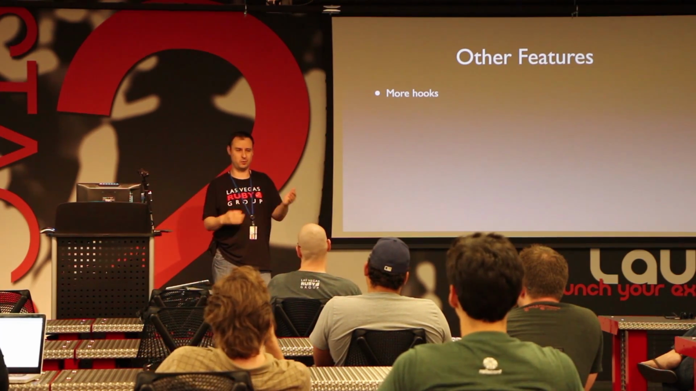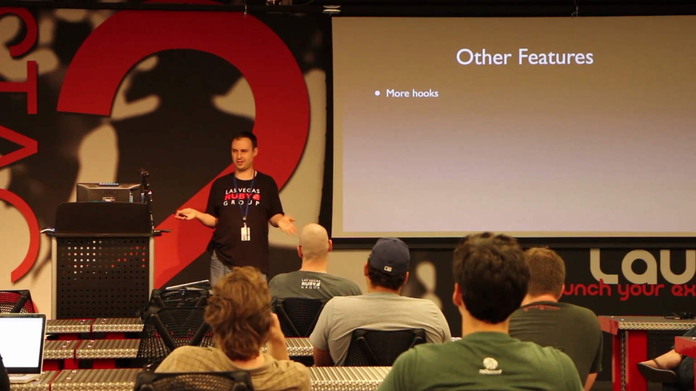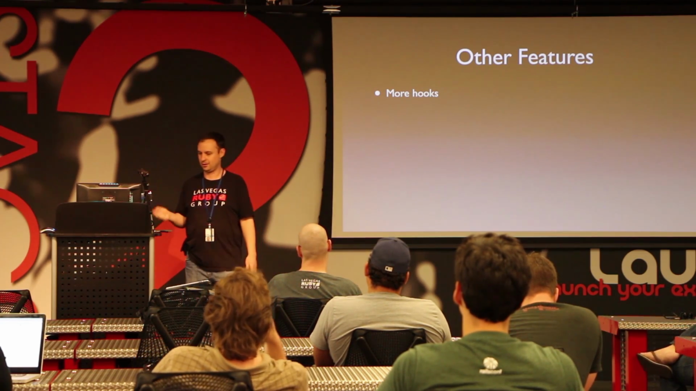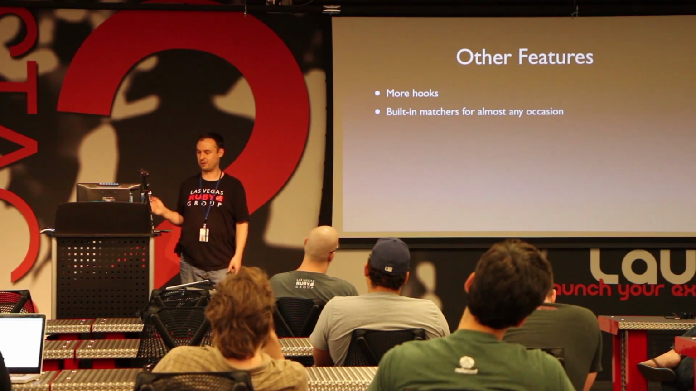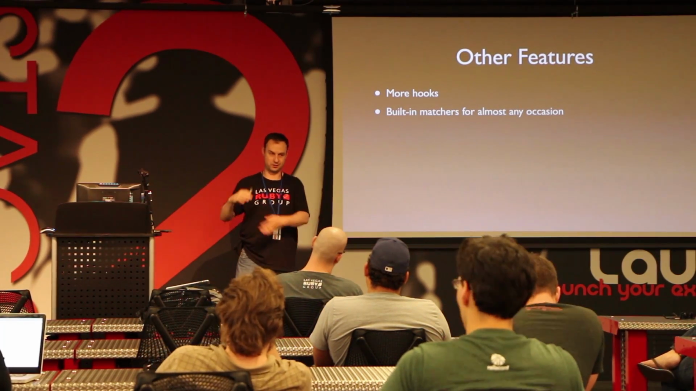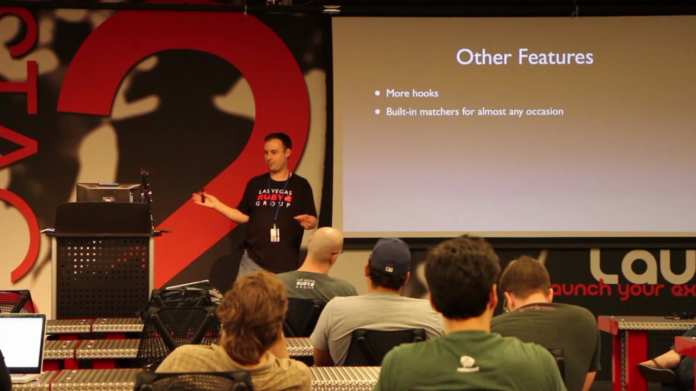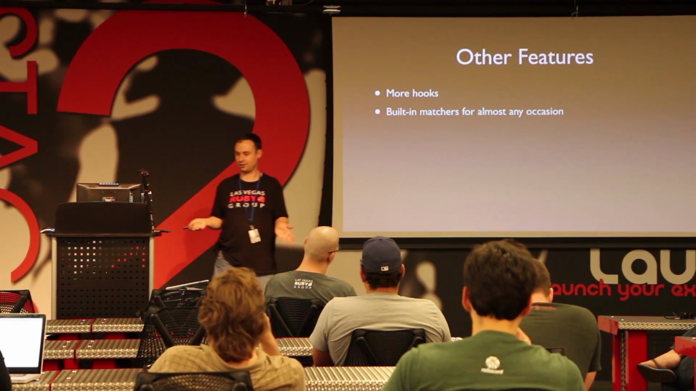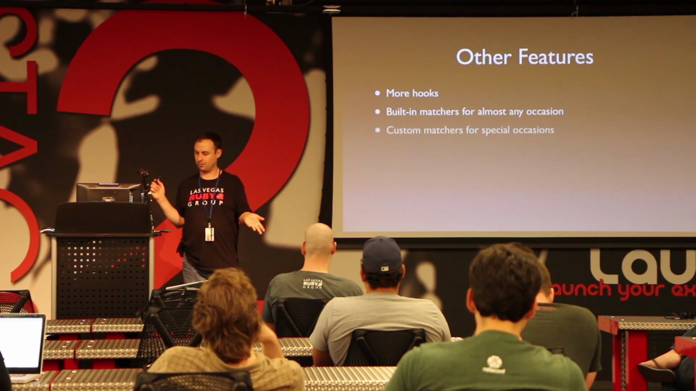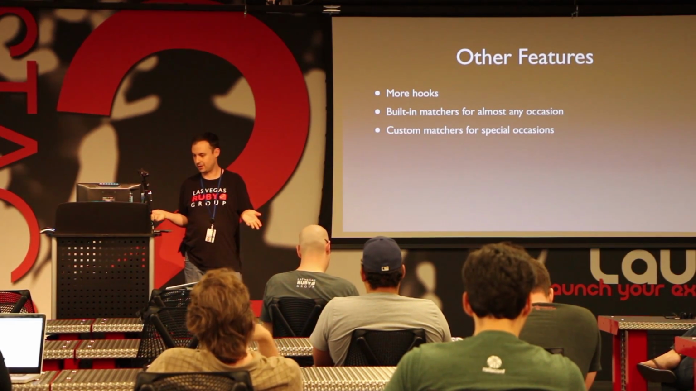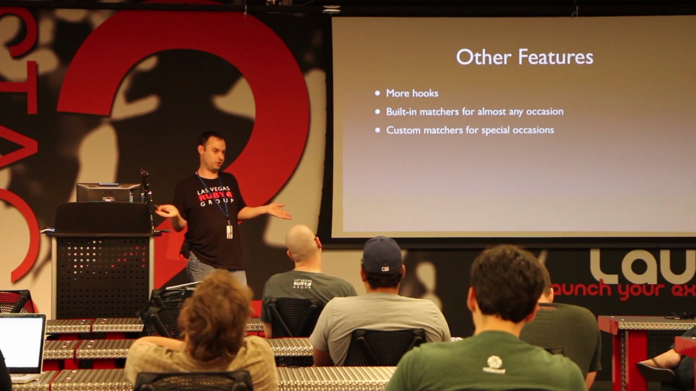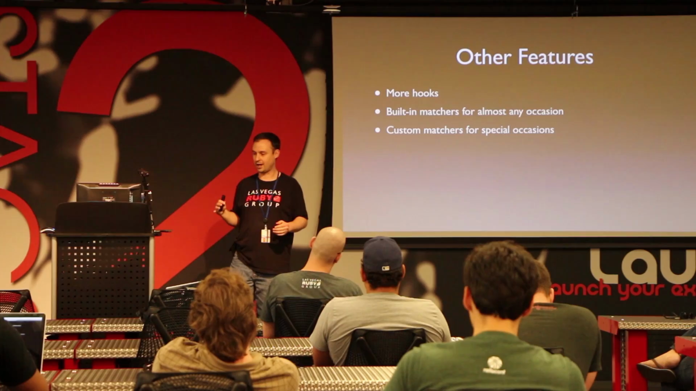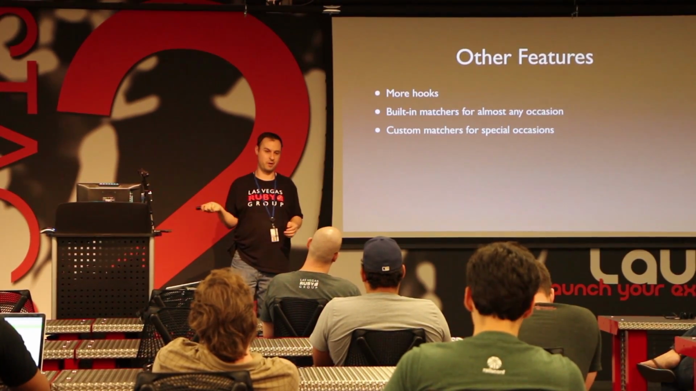You might need to use before all in a Rails app to do some kind of setting up a test database or something. You have built-in matchers for almost any occasion. I just showed you a very small subset of all the matchers that RSpec gives you. There's just about everything you can want to match on it gives you a matcher for. And invariably, you'll run into some occasions where the built-in matchers are not sufficiently English-like. You can define your custom matchers.